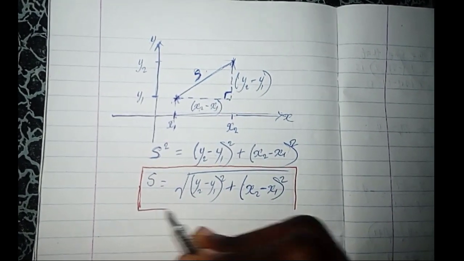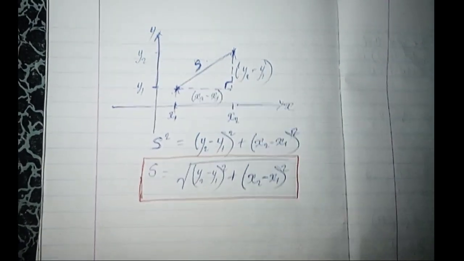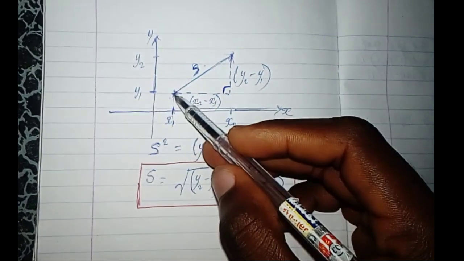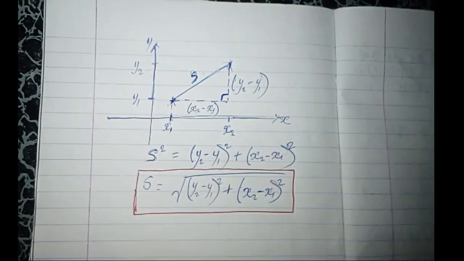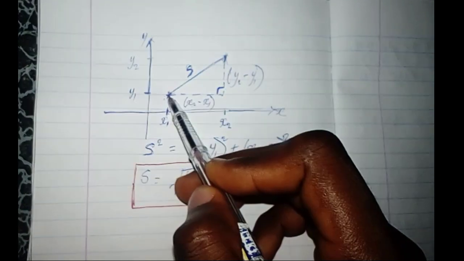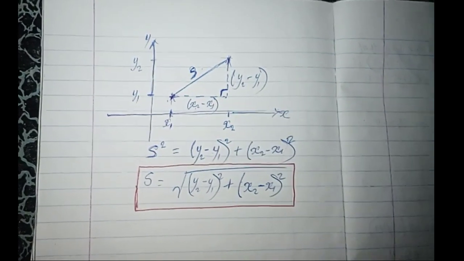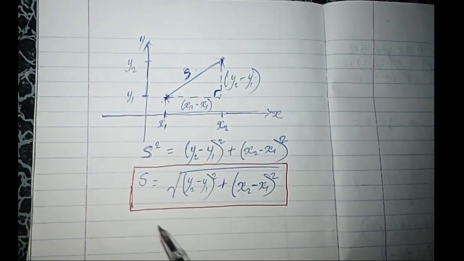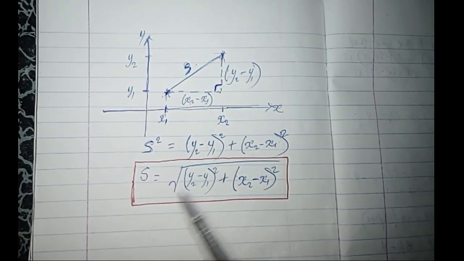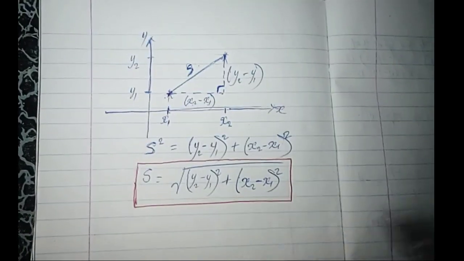So this is the formula for solving the distance between 2 points. When you have to solve the distance between this point and this point, this is a point on the graph, and this is another point on the graph. When you are asked to solve between these 2 points, you go with this formula: the square root of y2 minus y1 squared, plus x2 minus x1 squared. So let's go into questions.